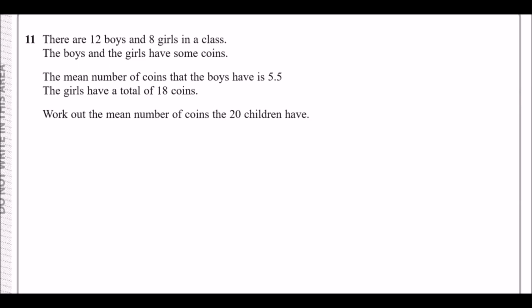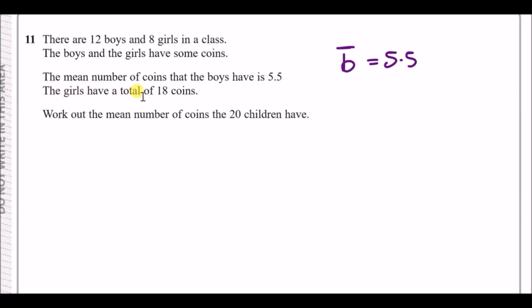Alright guys, number 11 now. So there are 12 boys and 8 girls in a class. The boys and the girls have some coins. Alright. Now the mean number of coins that the boys have is 5.5. Let's keep that in mind, yeah? I'm going to call B for boys, and this little bar means mean. So the mean is 5.5.